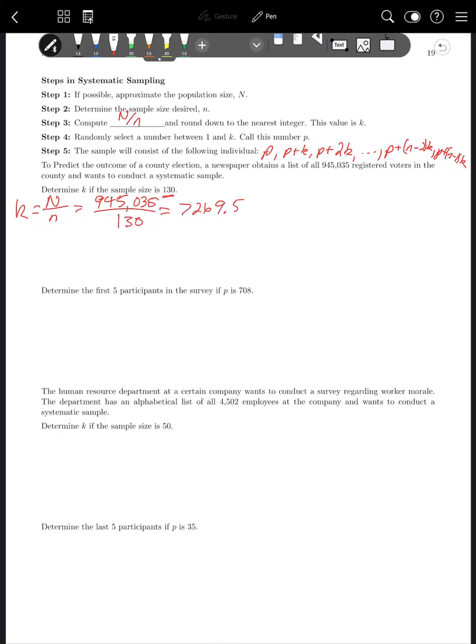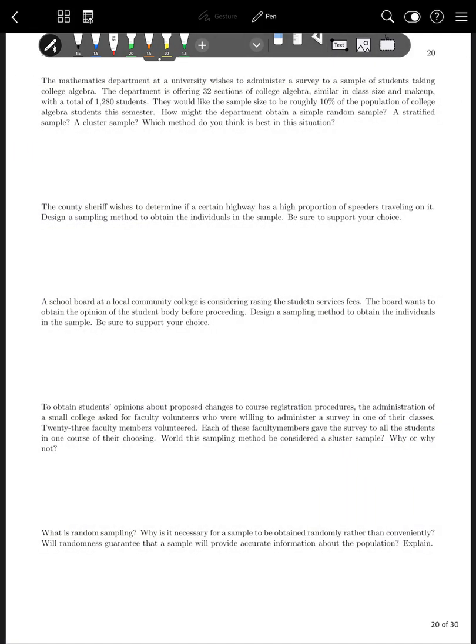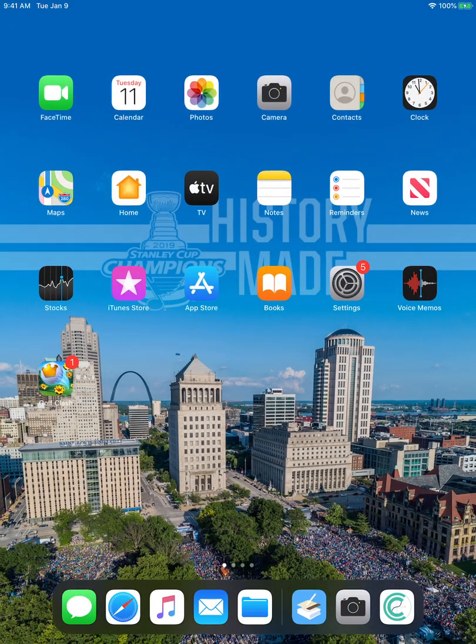And so we're just going to get rid of the decimal here. In this case, that's going to be 7,269. Okay. Now what we want to do is figure out what P is. In this case, they tell us what P is, so we all get the same answers. But in general, if I wanted to figure out what P is, I could use my calculator.